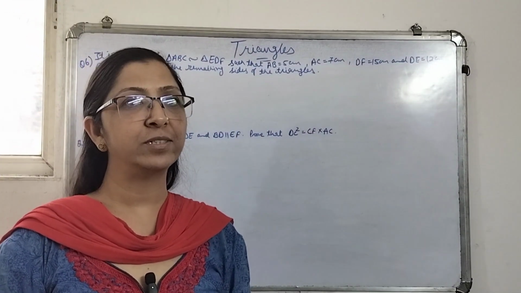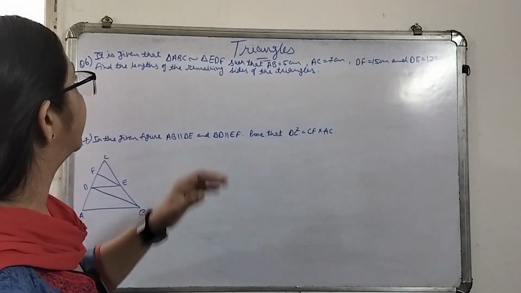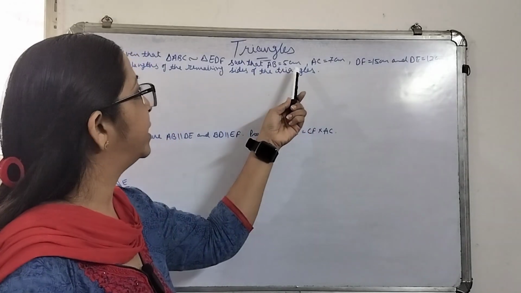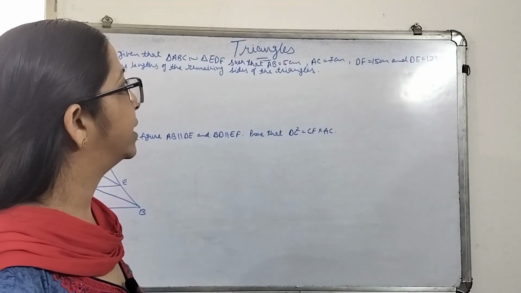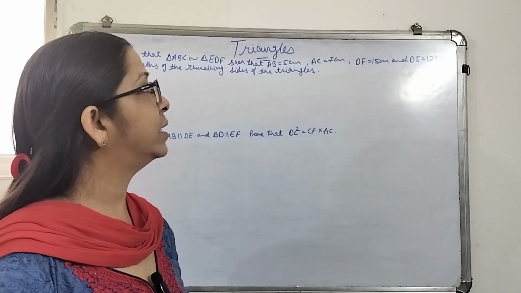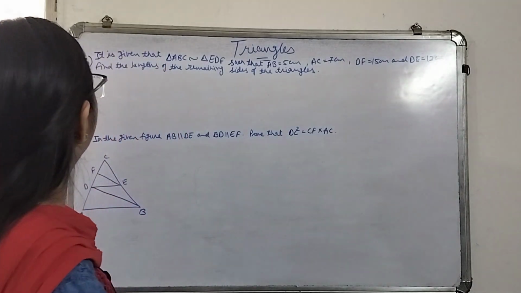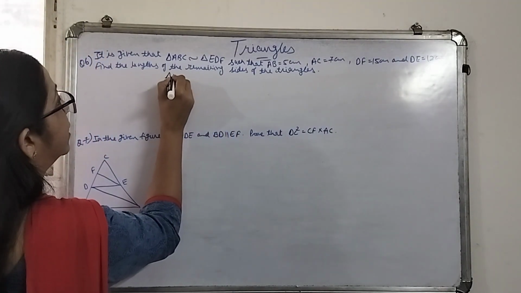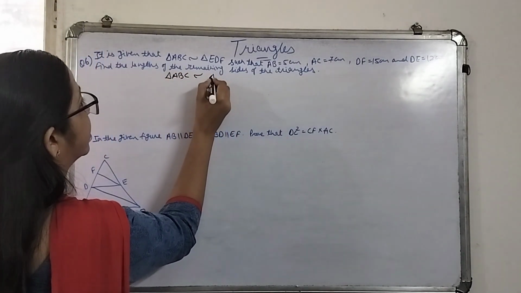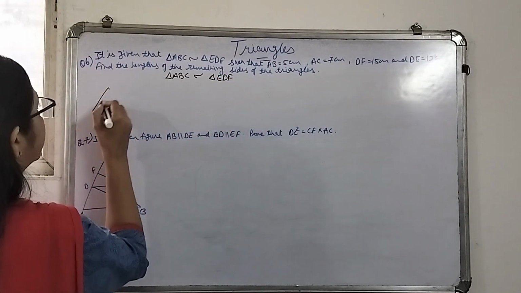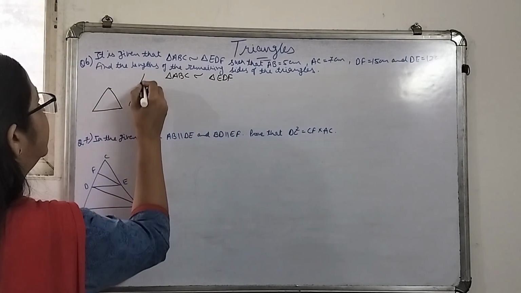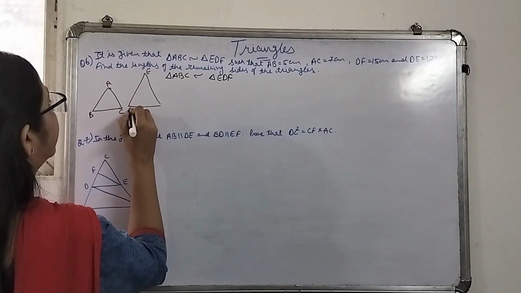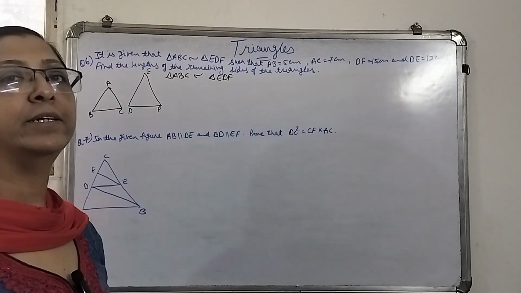Let's see the next question. It is given that triangle ABC is similar to triangle EDF such that AB is 5 cm, AC is 7 cm, DF is 15 cm and DE is 12 cm. Find the lengths of the remaining sides of the triangle. So it is given to us that triangle ABC is similar to triangle EDF. So suppose there are two triangles. One is your triangle ABC, another is your triangle EDF. These two triangles are similar, it is given to us.